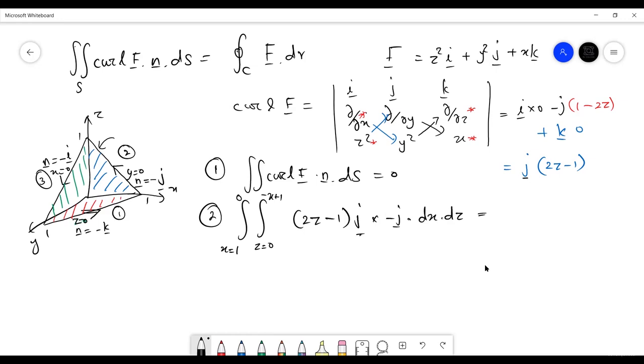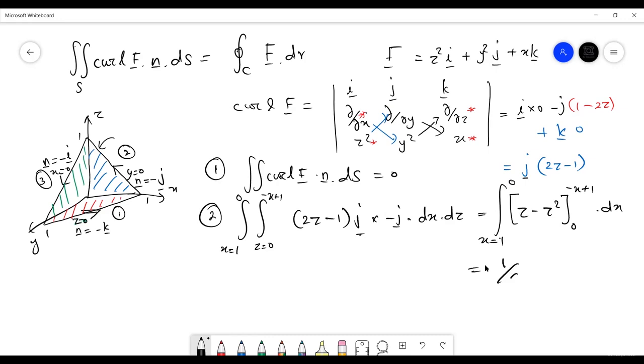So J and J cancel out. Cancels out means that is equal to 1. So this one changes into 1 minus 2 Z. If you integrate with respect to Z, you will get Z minus Z squared, right? From 0 to minus X plus 1, right? Integration X equal 1 to 0, right? Into DX.